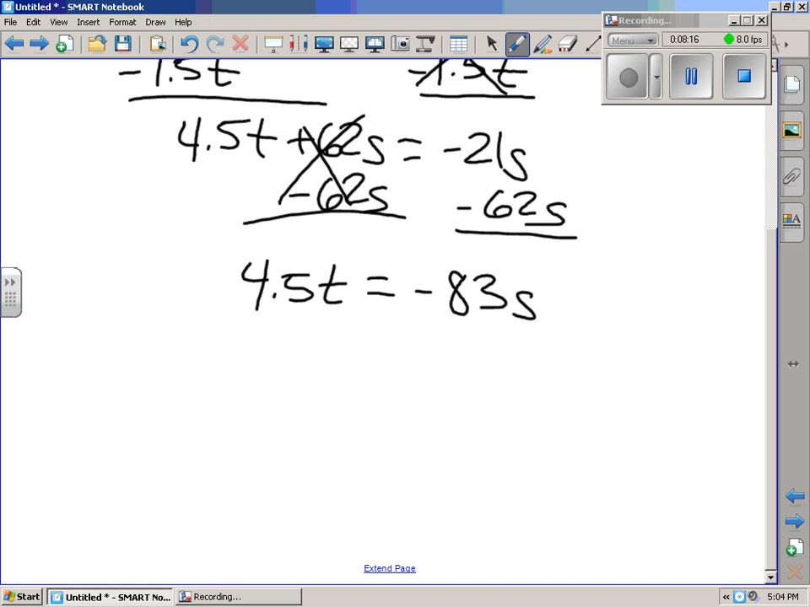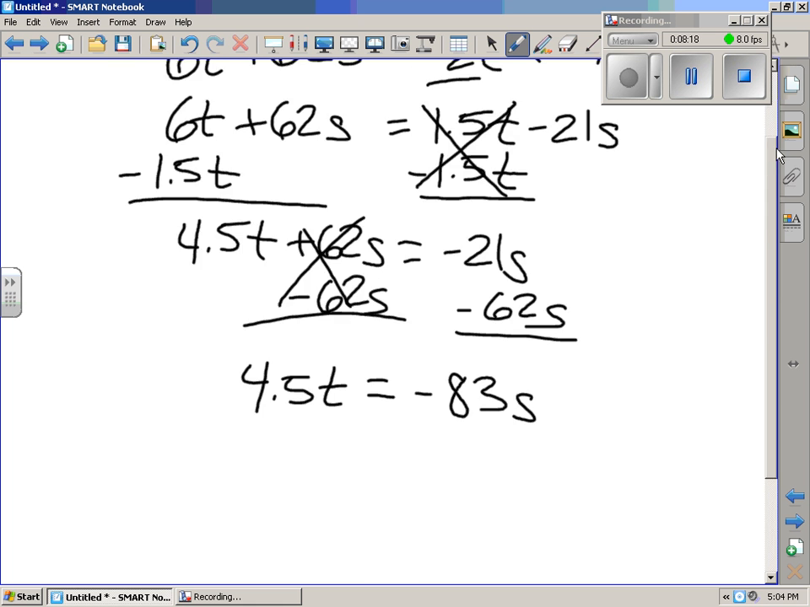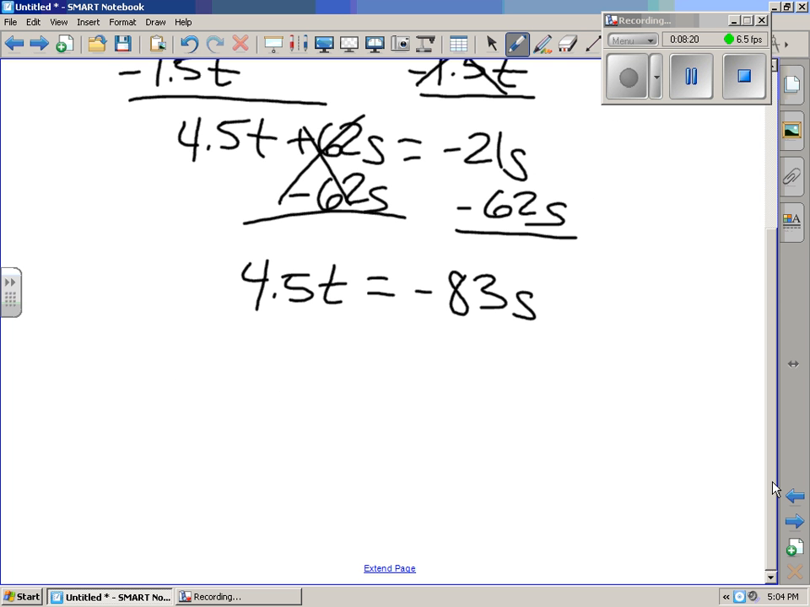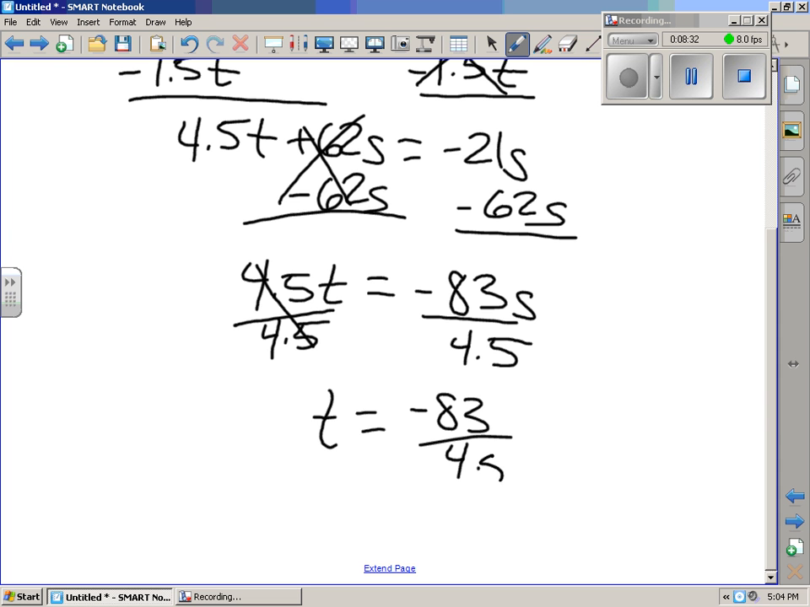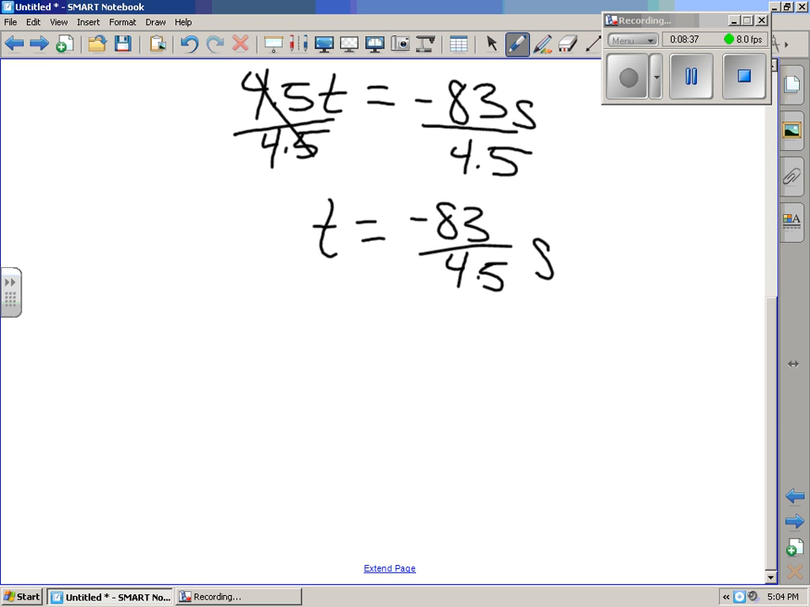Oh, wait a second. I'm looking back at the paper, and are we on 17? Yeah, 17. It actually says to solve for t. I'm sorry about that. So we're actually going to divide by 4.5, and we get t equals negative 83s over 4.5. When we divide that, we're just going to get another decimal. And the issue here is that our answer on the paper is not in decimal form. So the answer is negative 18.4 repeating.